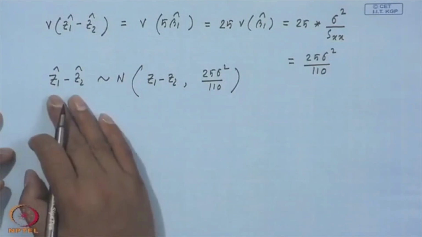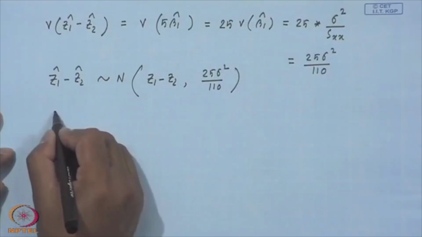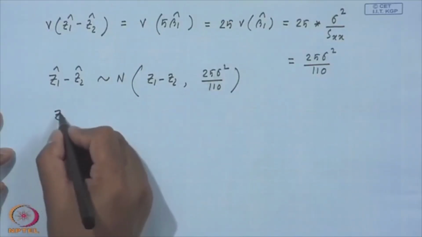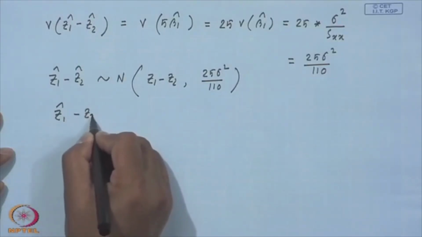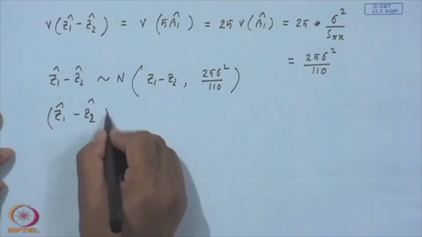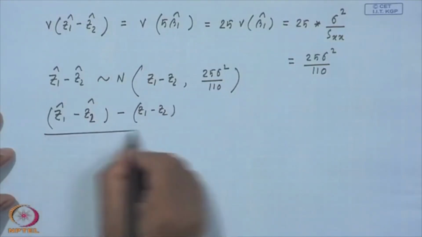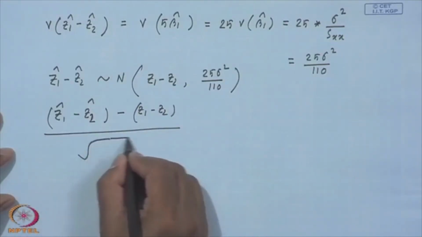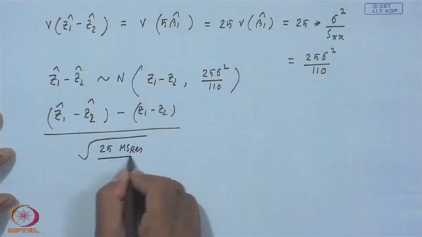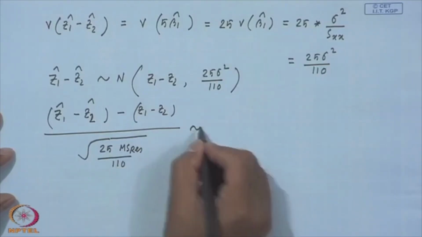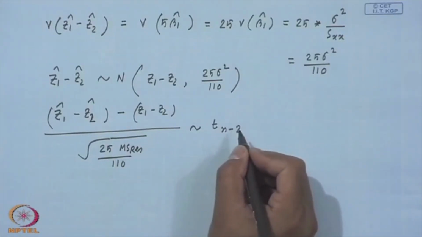And then again this minus this by square root of this follows standard normal, and if you replace this sigma square by MS residual, then it is a t distribution. So, Z 1 hat minus Z 2 hat minus Z 1 minus Z 2 by square root of 25 MS residual by 110 follows a t distribution with degrees of freedom n minus 2, right.